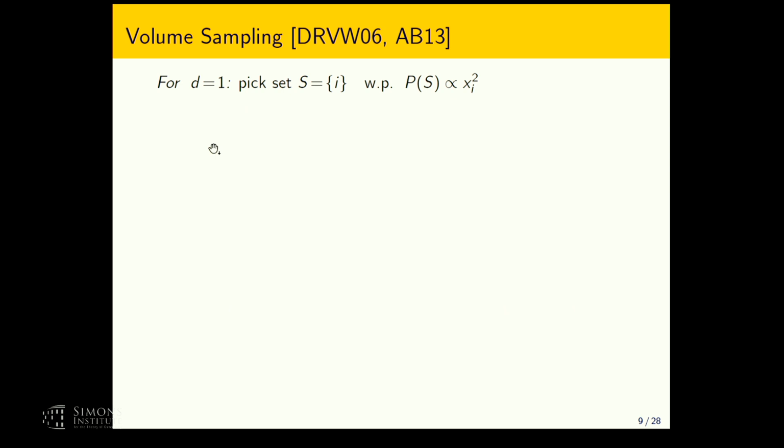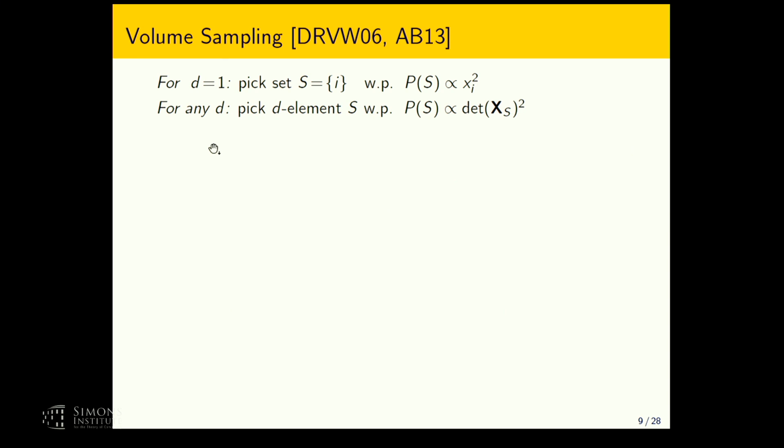Okay, so now I'm going to introduce volume sampling. Let's recall for dimension 1, we decided that it's reasonable to pick a single point with probability proportional to xi squared, right? It turns out in d dimensions, it's natural to pick a subset of d points with probability proportional to the squared determinant of the submatrix. So there's this sort of analog here.